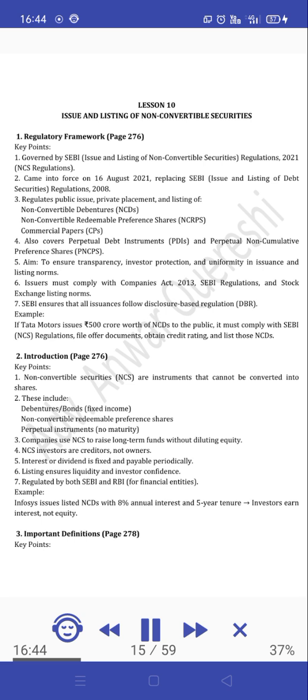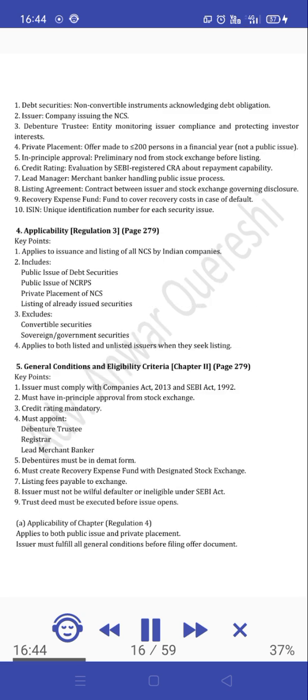3. Important definitions, page 278, key points. 1. Debt securities: non-convertible instruments acknowledging debt obligation. 2. Issuer: company issuing the NCS. 3. Debenture trustee: entity monitoring issuer compliance and protecting investor interests. 4. Private placement: offer made to less than or equal to 200 persons in a financial year, not a public issue. 5. In-principle approval: preliminary nod from stock exchange before listing. 6. Credit rating: evaluation by SEBI registered CRA about repayment capability.